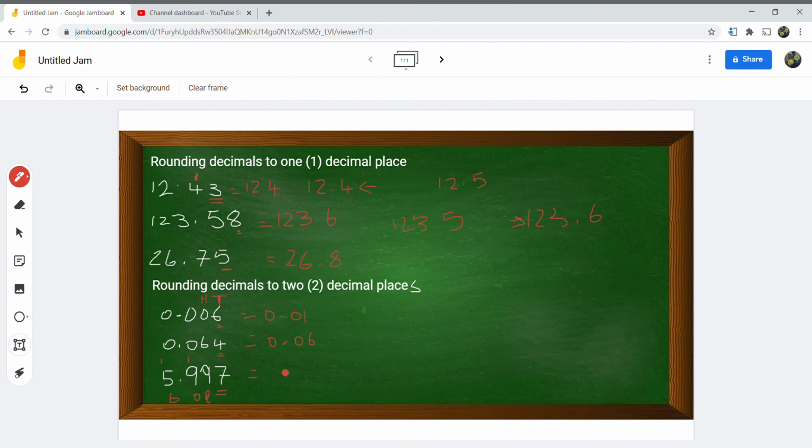So your answer, because you are rounding up, is going to be 6.00. That's how we get that answer.